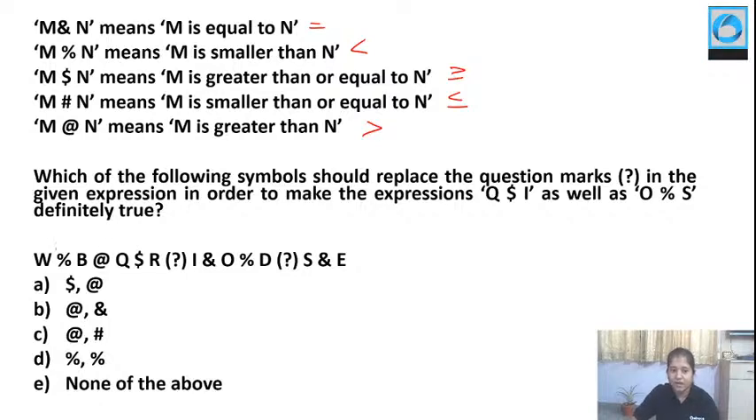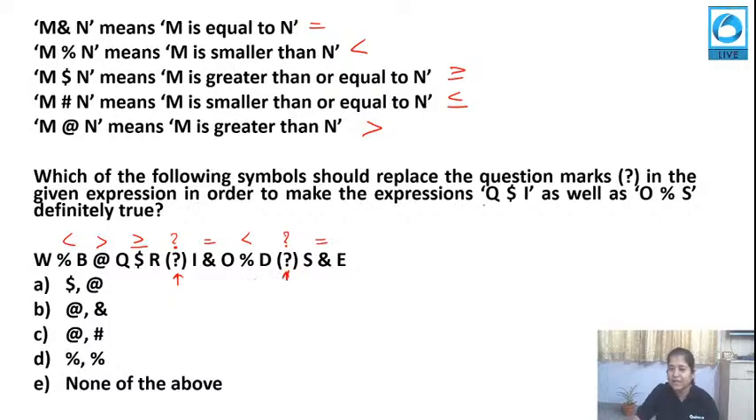देखिए, अगर मैं यहां पर इसके मीनिंग लिख दूं, let's write it down. What is the meaning of percentage? That is less than. What is the meaning of at the rate? That is your greater than. This dollar means your greater than or equal to. This is your question mark here which you need to fill. Then we have an ampersand, that is equal to. Then we have a percentage, that is less than. Then we have again a question mark that you need to fill here. And we have an ampersand here, that is your equal to, right? So you need to fill this one and this one.